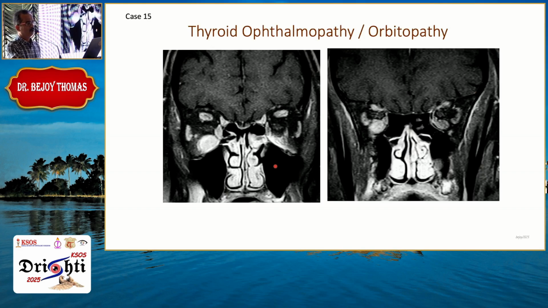And this is the thyroid ophthalmopathy. For the benefit of the postgraduates, the mnemonic is inferior rectus, medial rectus and superior rectus, the way in which they are involved. The inferior rectus will be the maximally involved, so the mnemonic is I AM SLO, and sometimes the superior rectus can also be first involved, so then it's called SIM SLO.